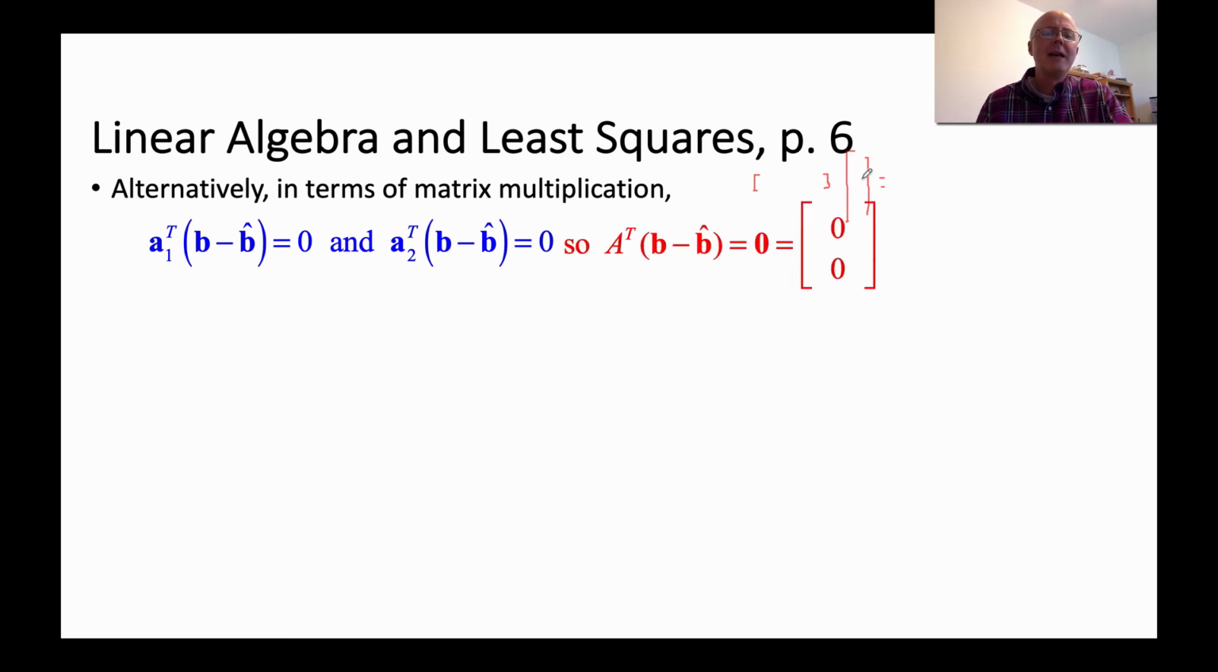So A transpose, for our example, would be a 2 by 3 matrix times this vector, which is a 3 by 1 vector, gives a 2 by 1 vector, a two-dimensional vector of zeros. It's the zero vector in R2.